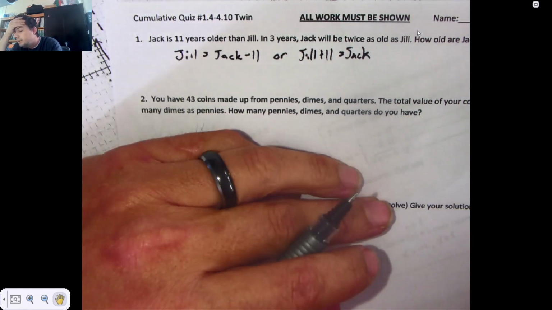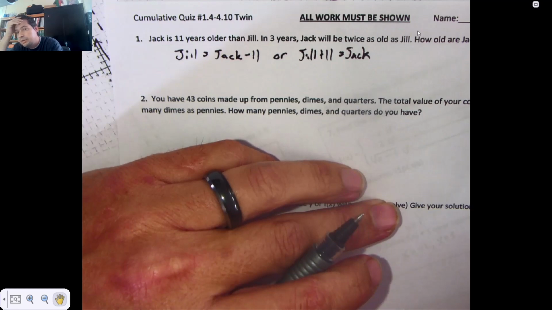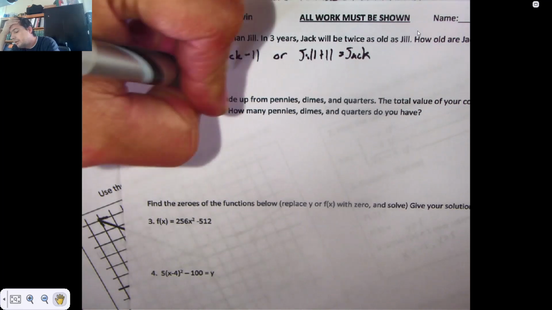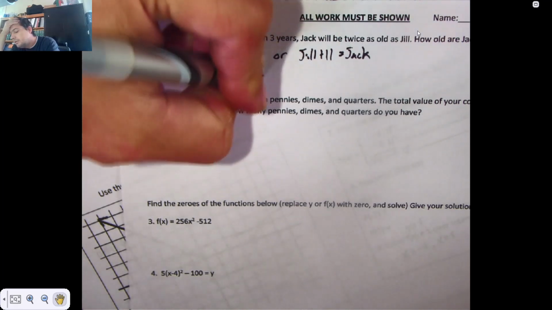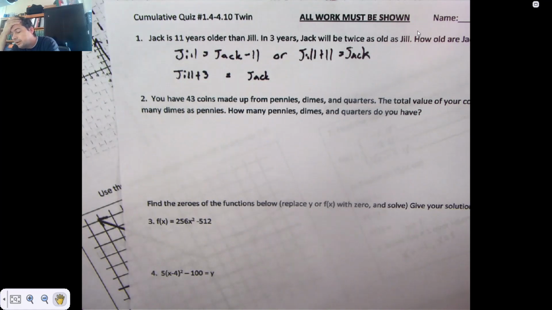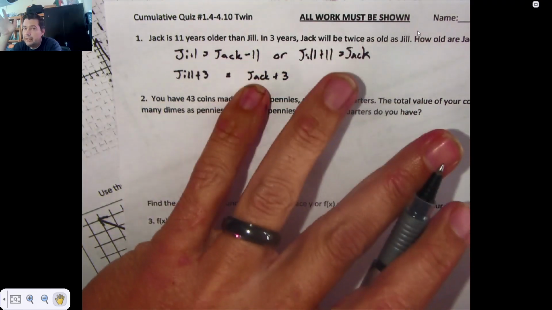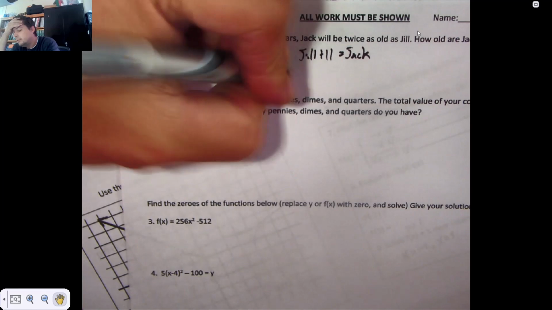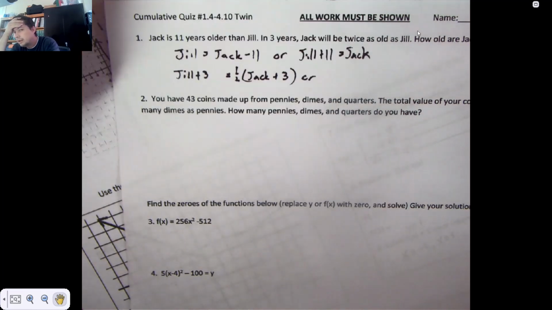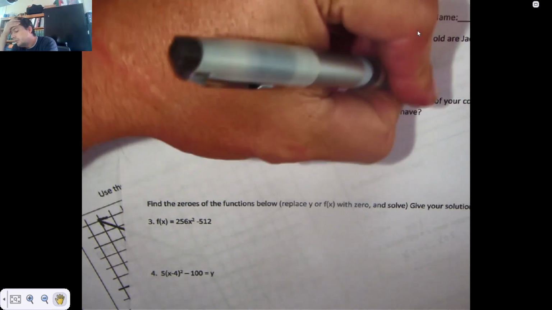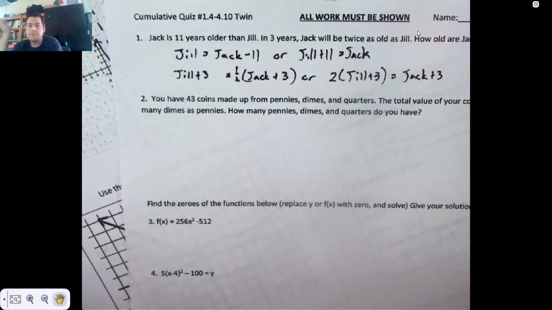Anyways, so either Jill is Jack take away 11, or you add 11 to Jill and you get Jack. It says in 3 years, Jack will be twice as old as Jill. So the first thing that has to happen is that both Jill and Jack have to age 3. I'm going to put the equality symbol there because even though right now they're not equal, the goal is equality. So if Jack's going to be twice as old as Jill, you could either take 1/2 of Jack plus 3, or what I like to do, you could double Jill plus 3. And that's what I'm going to use because it doesn't have fractions.